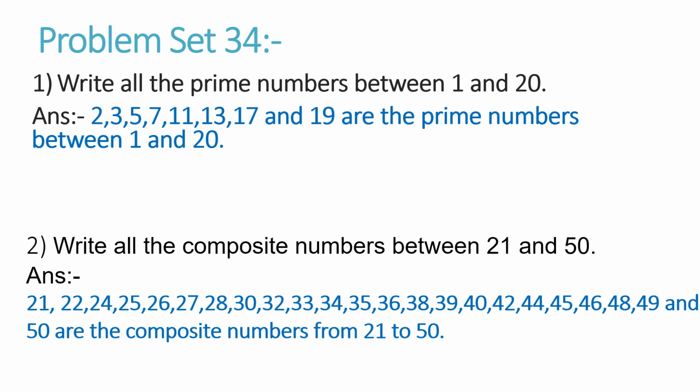Get it to your next one. Write all the composite numbers between 21 and 50. Okay, now what are composite numbers? I told you the numbers which have more than two factors are called composite numbers. So start from 21. 21, 22, 24, 25, 26, 27, 28, 30, 32, 33, 34, 35, 36, 38, 39, 40, 42, 44, 45, 46, 48, 49 and 50. All these numbers have more than two factors. So they are called composite numbers.